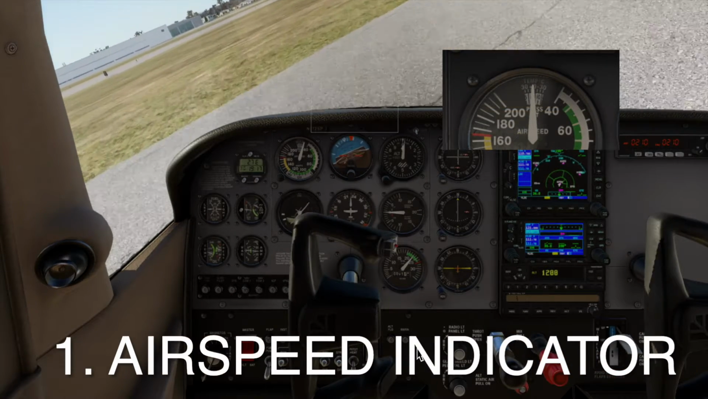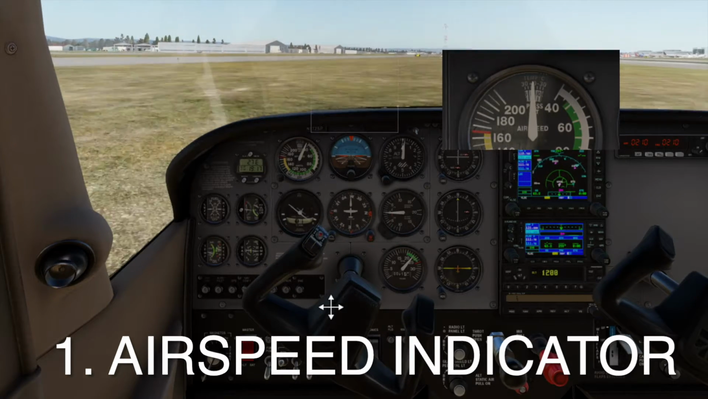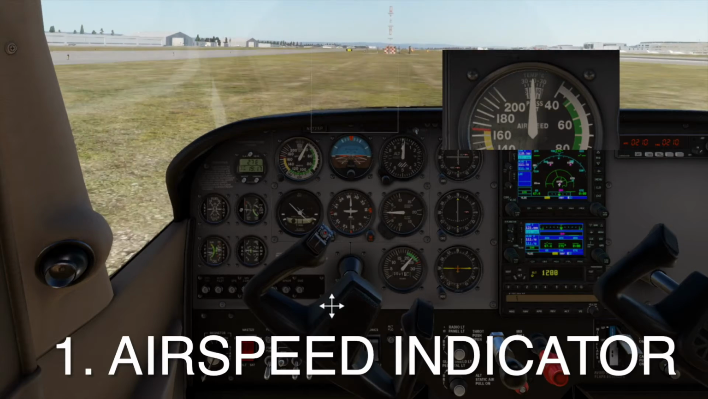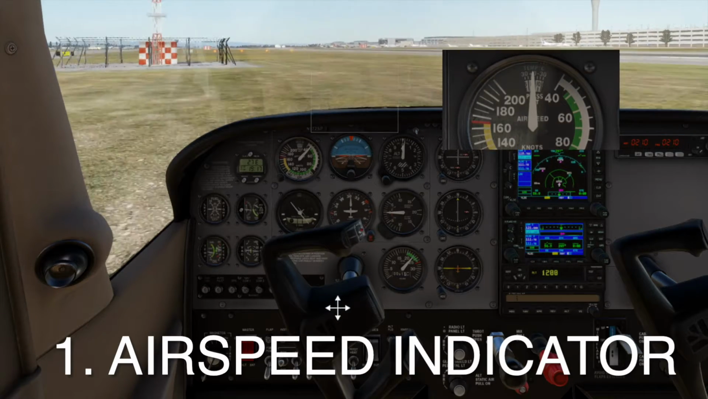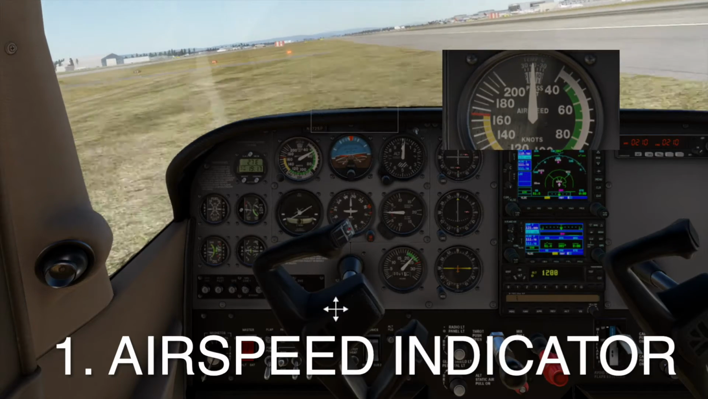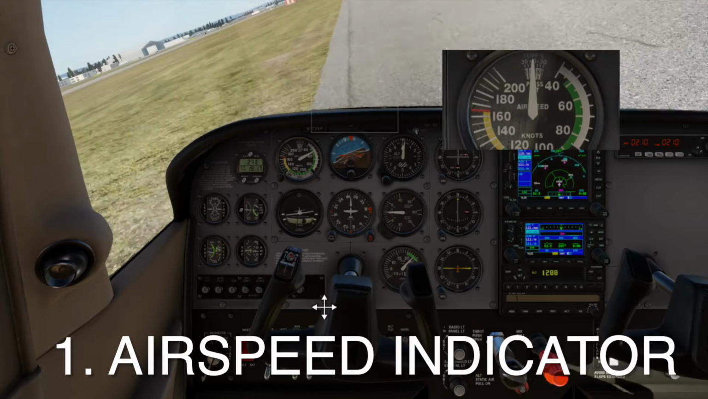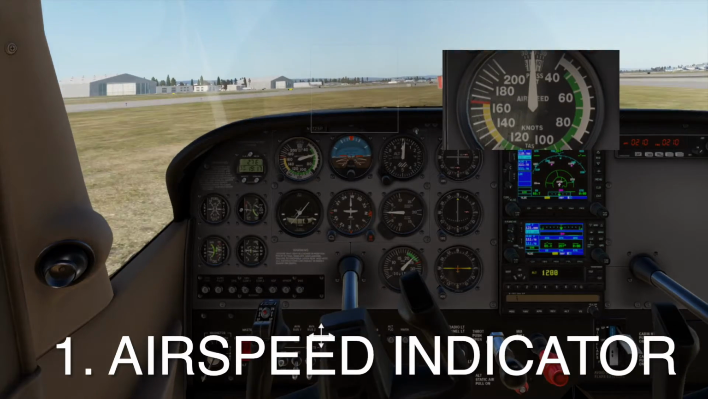The airspeed indicator displays the aircraft's speed through the air, measured in knots or miles per hour. Pilots rely on the airspeed indicator to maintain safe flying speeds during various phases of flight, including takeoff, landing, and cruising. For example, during takeoff, the pilot uses the airspeed indicator to ensure the aircraft reaches a minimum safe flying speed before lifting off the runway.